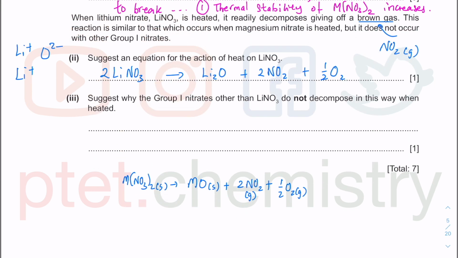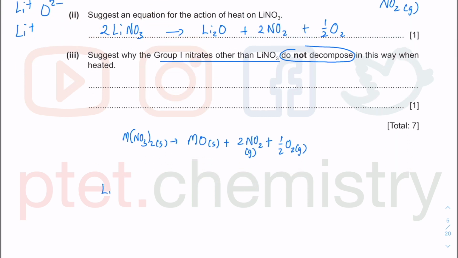Very last bit of this question. Suggest why the group 1 nitrates other than LiNO3 do not decompose in this way. Well, what is so special about lithium? If you look at lithium and then you have that staircase relationship, I think this relationship is no longer that relevant in the new syllabus, but it used to be stated that you need to know something called the diagonal relationship. So it's the same thing when you have boron and silicon.